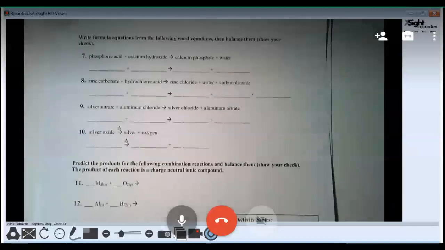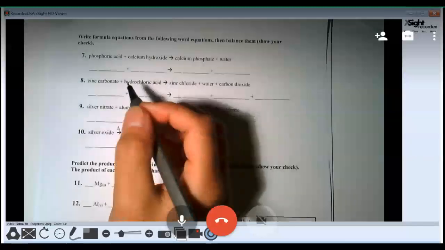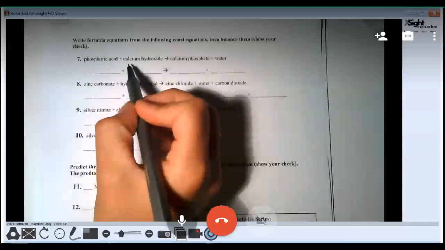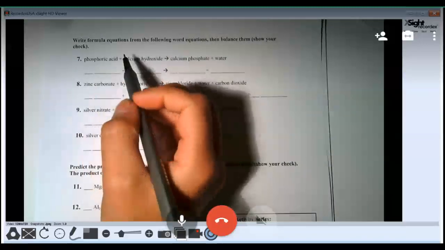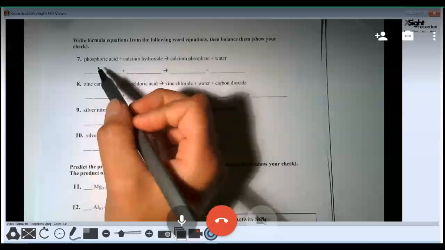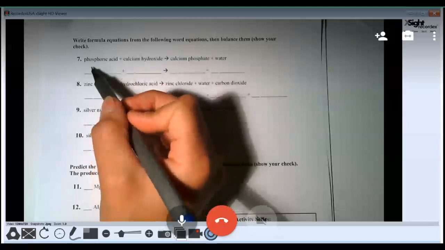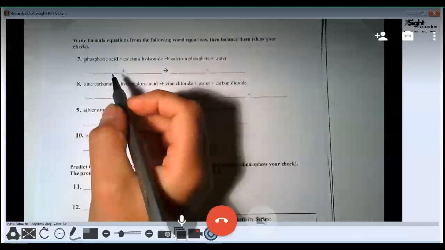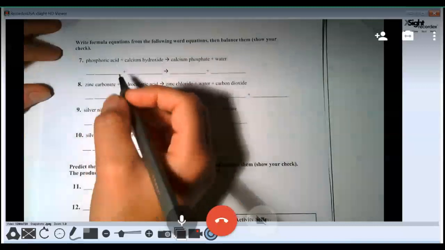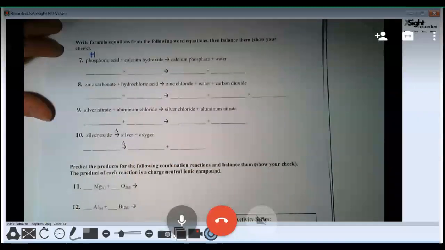Alright. Let's look at some where we have to actually write the reactants and products. Okay, so it says phosphoric acid and calcium hydroxide react to produce some other stuff. So, the first thing we need to start with here is doing our crisscrosses. We need to crisscross correctly to figure out what our reactants are and what our products are before we do any balancing. So phosphoric acid, we know an acid is going to have hydrogen as the first part, but what's our second part going to be for phosphoric acid?